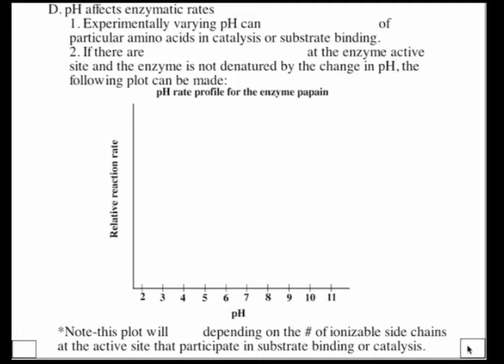So let's look at that. Experimental variations in pH can elucidate the roles of particular amino acids in catalysis or substrate binding. So in papain, the sweet thing about it is that it's known that there are two amino acids at the active site, and their pKa's are actually 4.2.